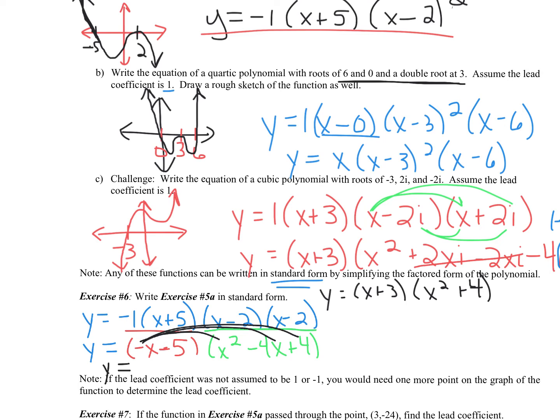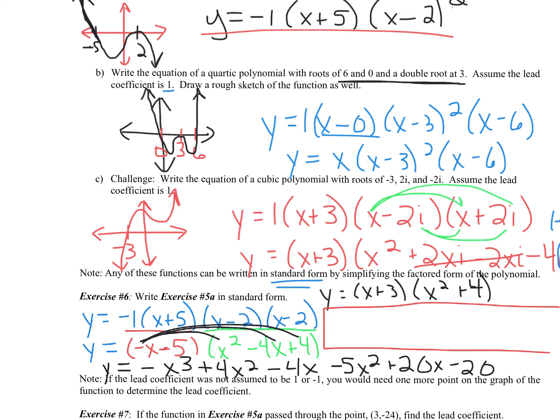So this is going to be negative x cubed, and then plus 4x squared minus 4x. And then the second set of distributions, minus 5x squared plus 20x minus 20. So I'm going to write my answer simplified right here. My only term with x cubed is the first one, so I have negative x cubed, minus 1x squared, or minus x squared, plus 16x, minus 20.